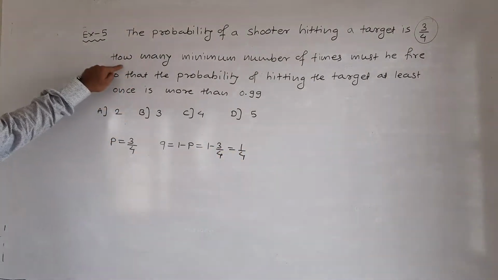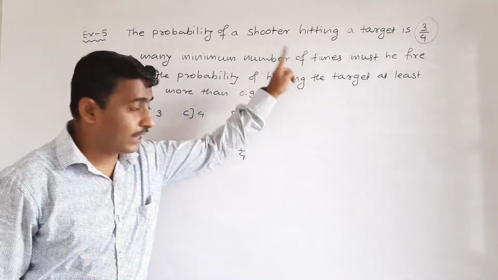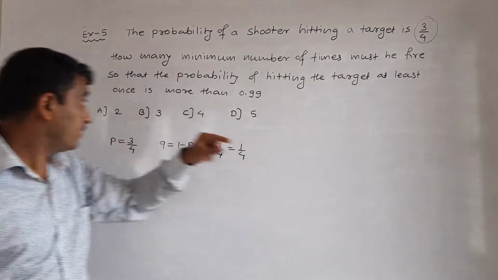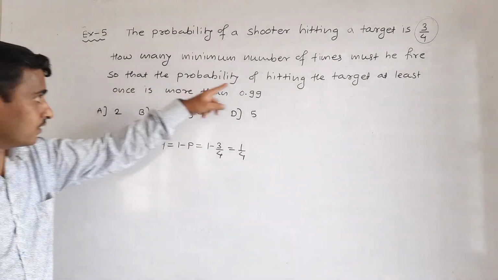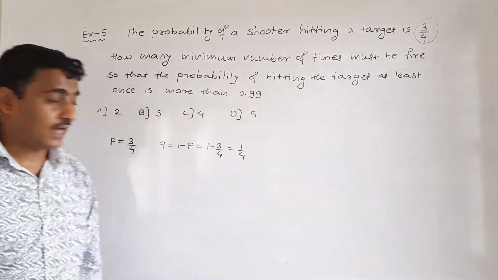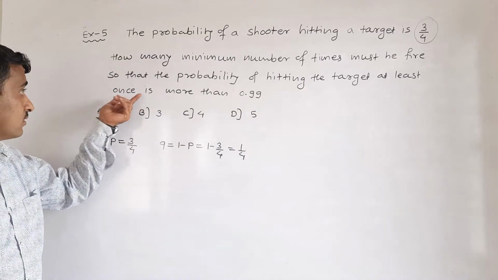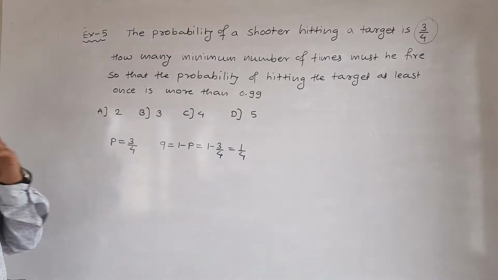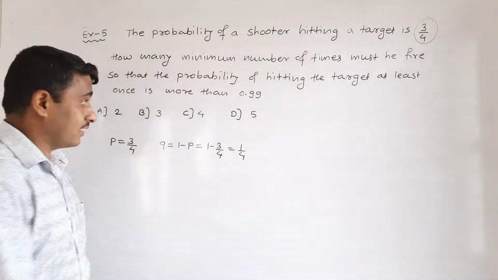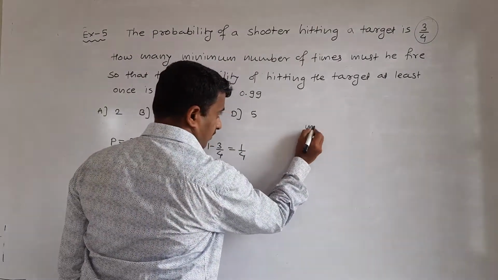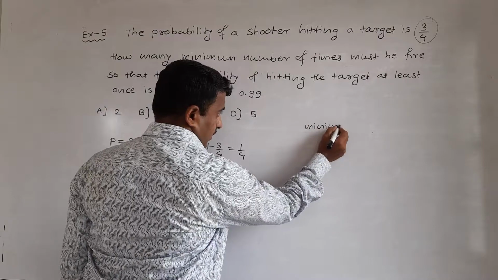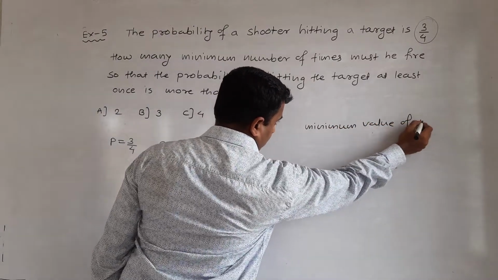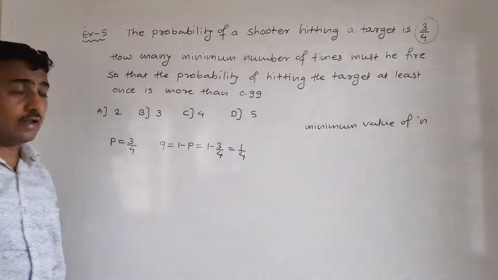What is given? How many minimum number of times must he fire so that the probability of hitting the target at least once is more than 0.99. So what do we have to calculate? We have to calculate n, the minimum value of n.